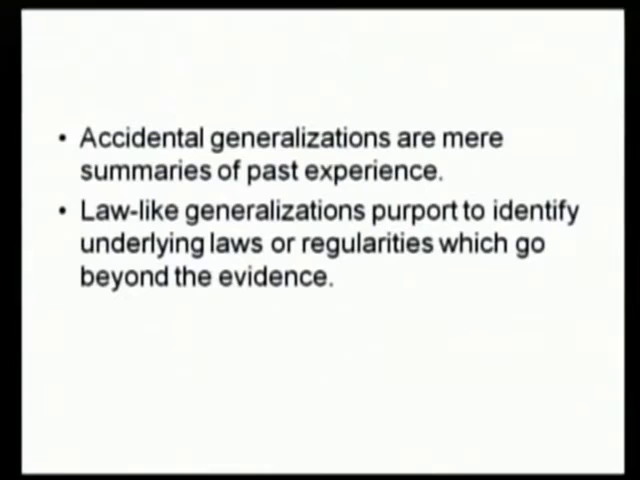Now, I said that you need these things very badly, and what do you need them for? We need them for science. I want to make a distinction between accidental generalizations, which are mere summaries of past experience, and law-like generalizations, which are supposed to identify underlying laws or regularities that go beyond the evidence. So when you say that E equals MC squared, we've had a bunch of evidence of that, right? But that's supposed to tell us what goes on in the center of the sun. We haven't been there. That's supposed to tell us what goes on in the centers of stars all over the galaxy. We haven't been in those places.